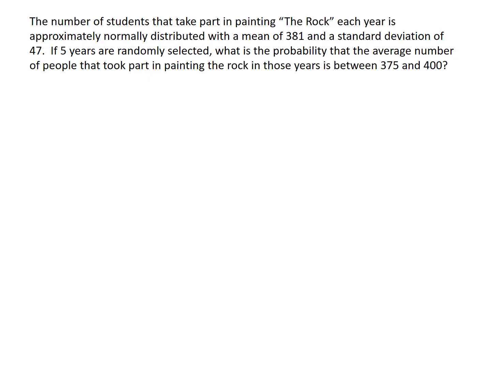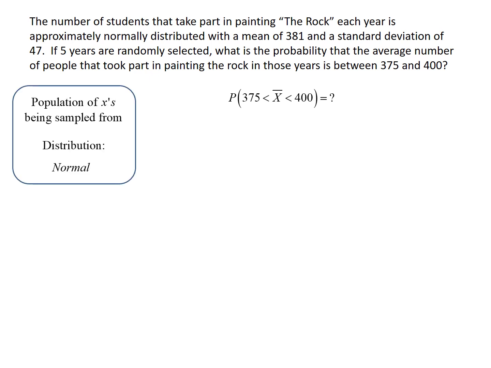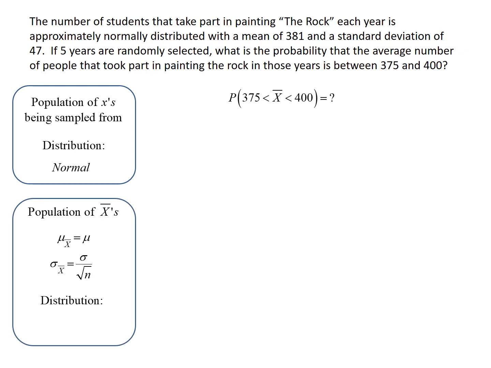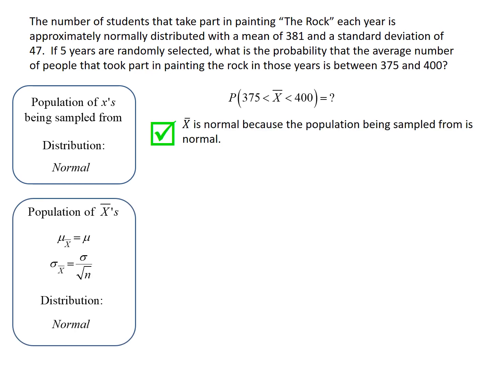And for our final example, we're going to talk about painting the rock again. We want to know the probability the average number of people that took part in painting the rock in 5 random years is between 375 and 400. So we want the probability that X bar is between 375 and 400. The population we're sampling from, we're told, is normally distributed. So that means X bar will be normally distributed regardless of the sample size. So the sample size of 5 is not a problem.